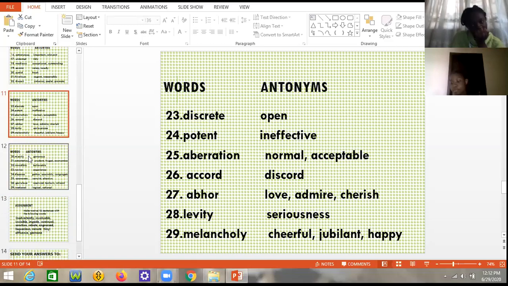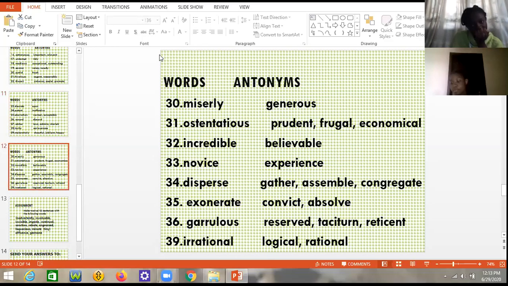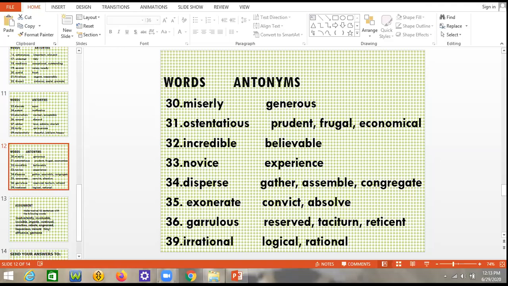You're almost done. Miserly, a miser. Opposite: generous. Ostentatious, opposite: prudent, frugal, economical. All these words, if you go to your past question papers, you will find them used as options. So if you know their meanings now, you will not get too confused in picking the right answers. And to also help you, it doesn't even have to be that because you're writing exams.